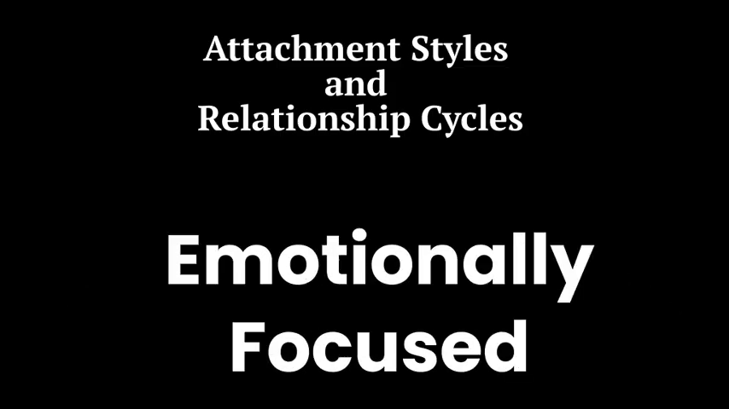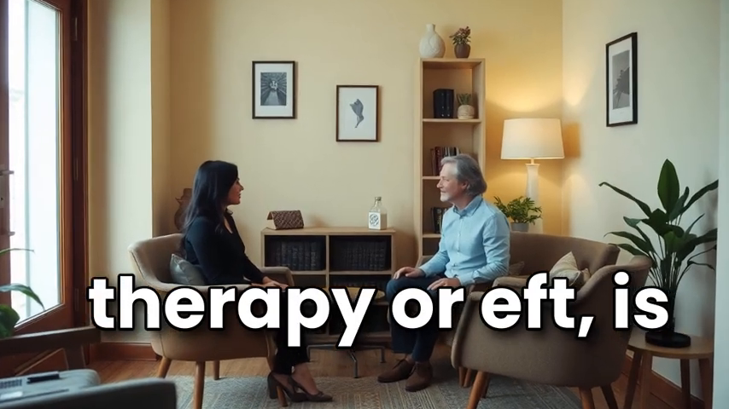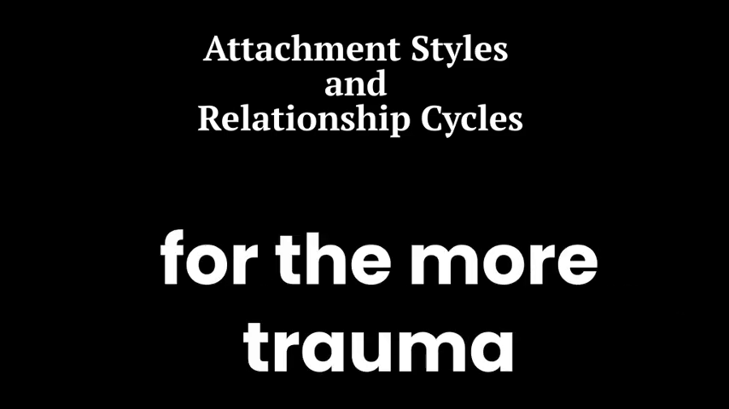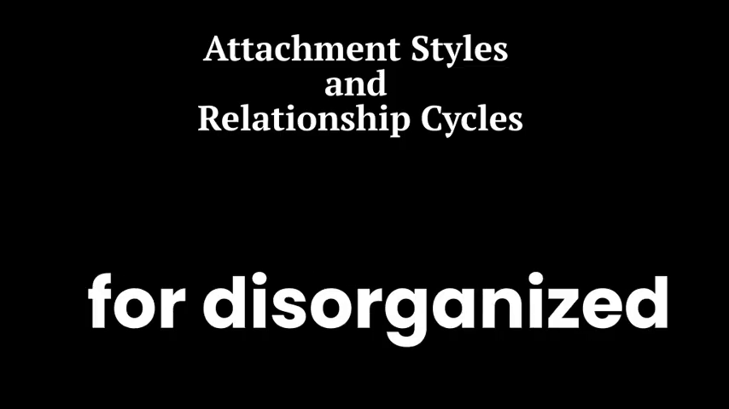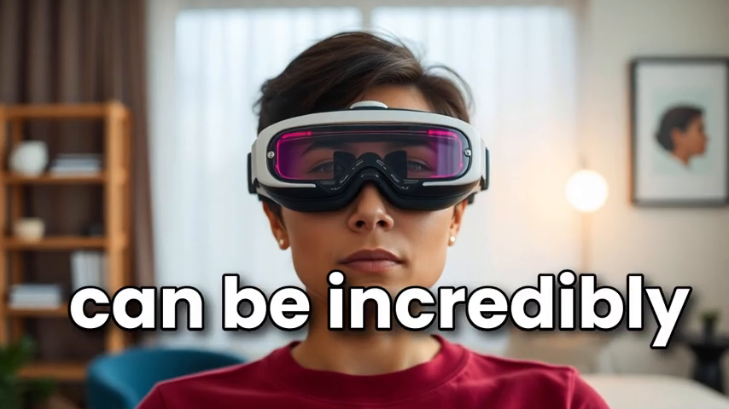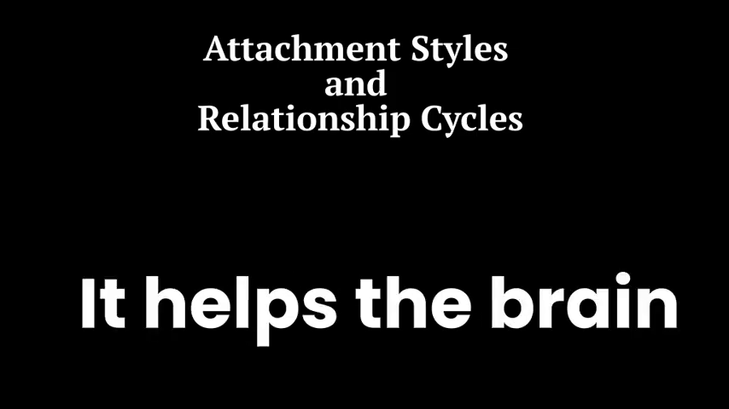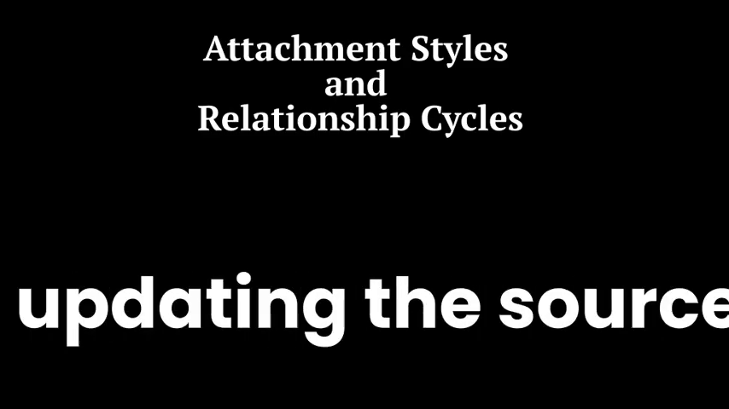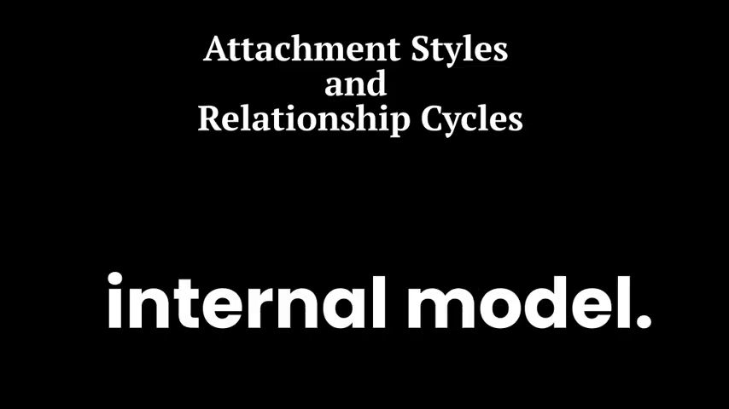Often it does. And specific therapies are designed for this. Emotionally focused therapy, or EFT, is built to heal these bonding injuries. It helps couples stop the pursuit-withdrawal cycle. And what about for the more trauma-based patterns? For disorganized styles, something like EMDR can be incredibly effective. It helps the brain reprocess traumatic memories so they no longer feel like a present-day threat. These tools are really about updating the source code of your internal model.